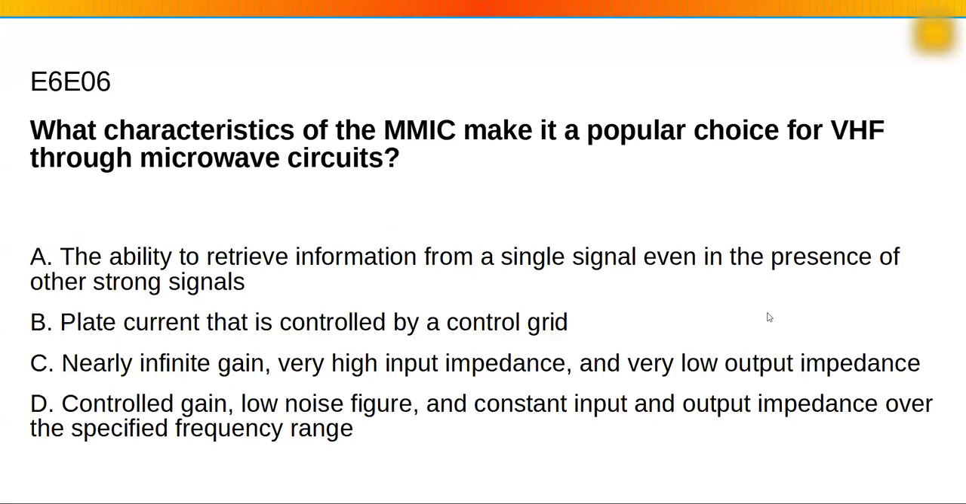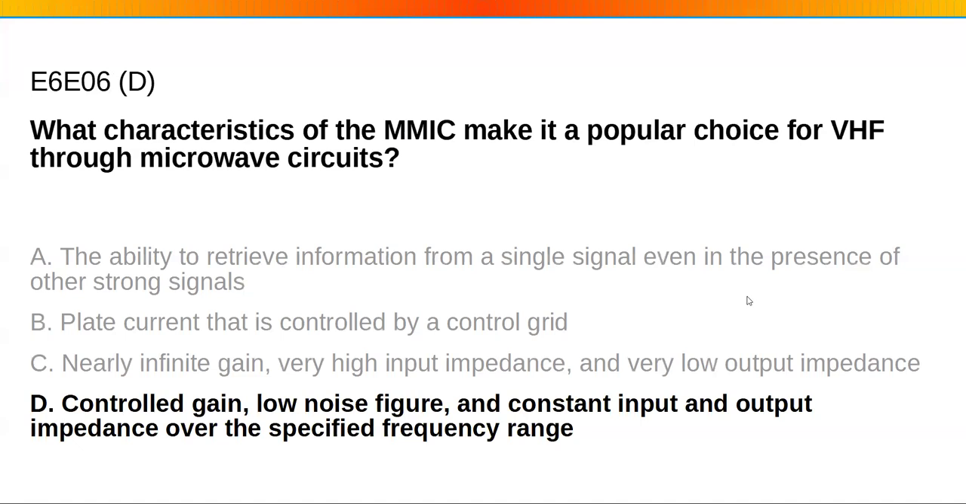What characteristics of MMIC make it a popular choice for VHF through microwave circuits? It's got to be the one with infinite gain. I really like that. Well, they call those operational amplifiers, but it's not one of those. It is a fixed gain. I think the ones I'm using, it's either 6 or 10 dB.